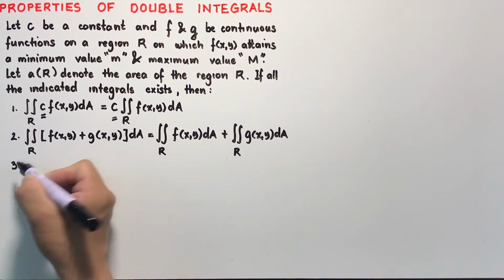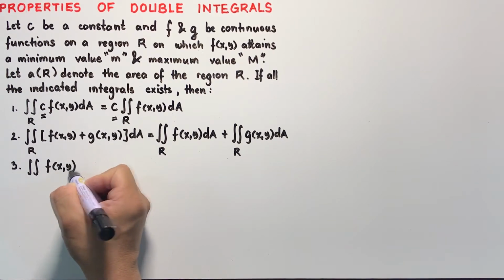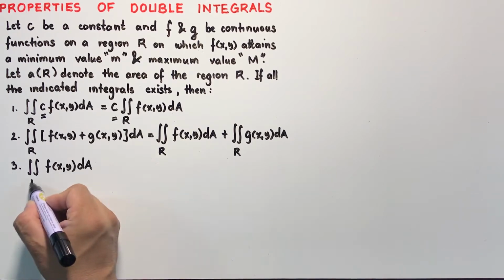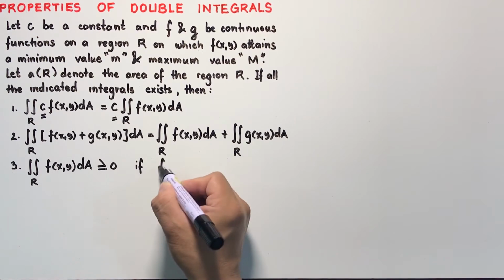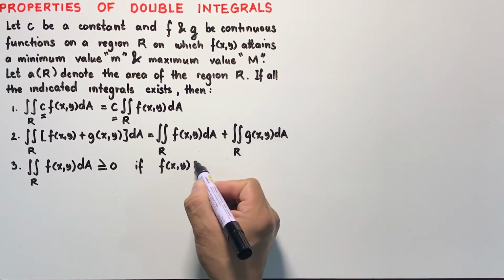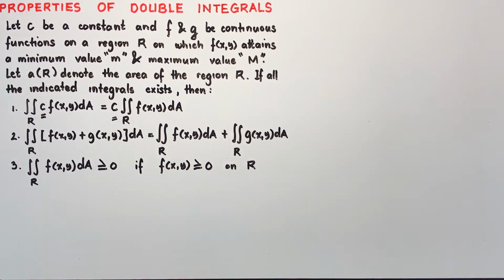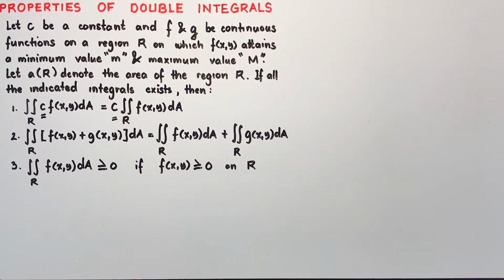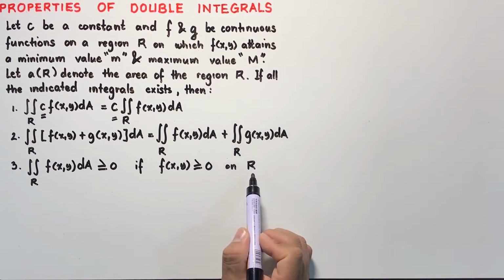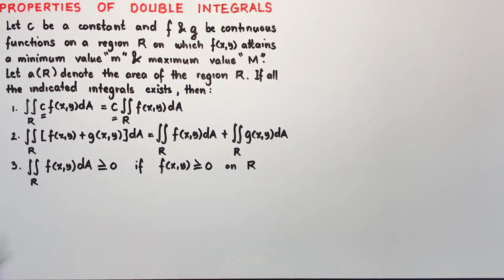Number 3, the double integral of the function f of x, y dA over a region R is greater than or equal to 0 if the function f of x, y is greater than 0 on the region R. Which means that if a function starts from the xy plane or is above the xy plane on a certain region R on the xy plane, then its double integral over that region is also greater than 0, or equal to 0 if the function is just the xy plane.